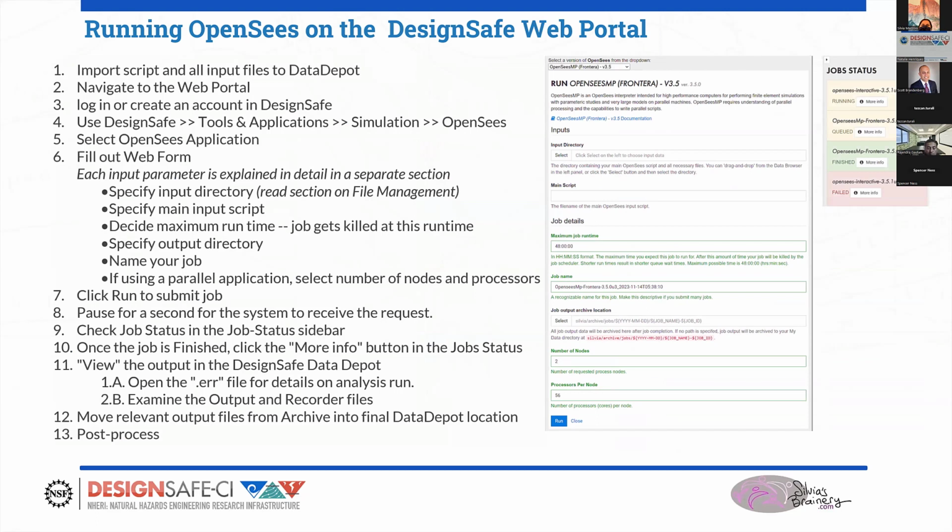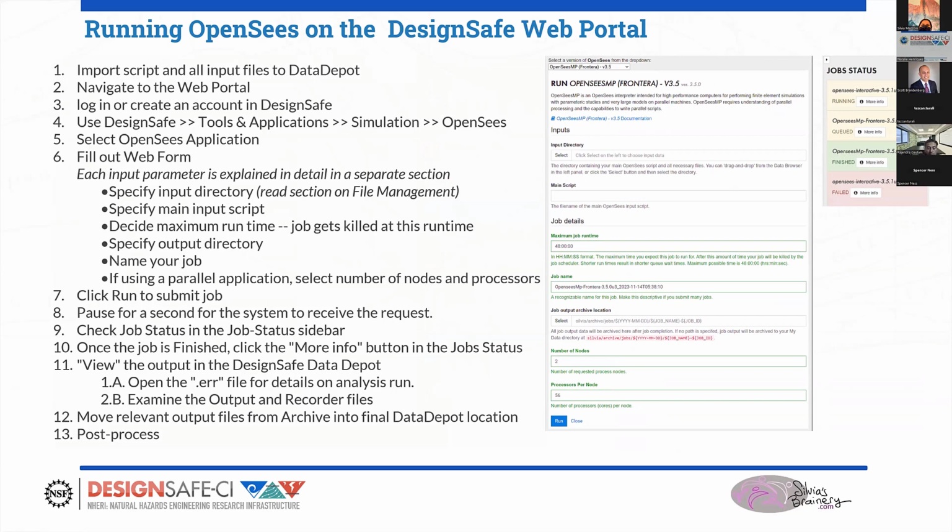So it's not asking for anything. I've put here a workflow, and it's a little bit of detail, but it's important. So first, import all your scripts and all your input files and all your data, such as ground motions, into the data depot. You navigate to the portal. And first you make sure that you're logged in. I guess I switched the order. So you log into DesignSafe and then go all the way to OpenSees.